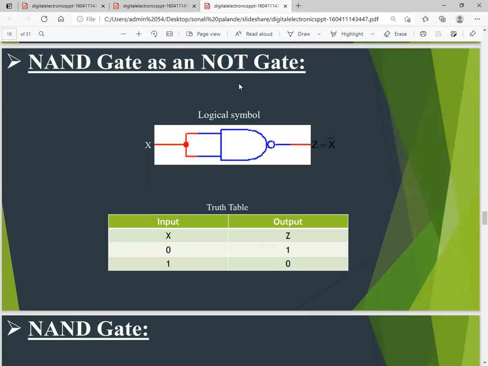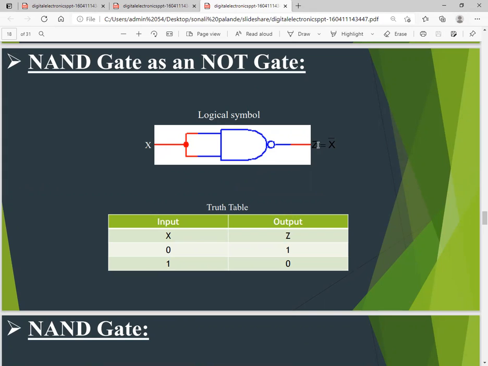Next is the NAND gate as a NOT gate. This is the logical symbol of the NAND gate, and here we connect only one input to this NAND gate, and we get Z as the output.